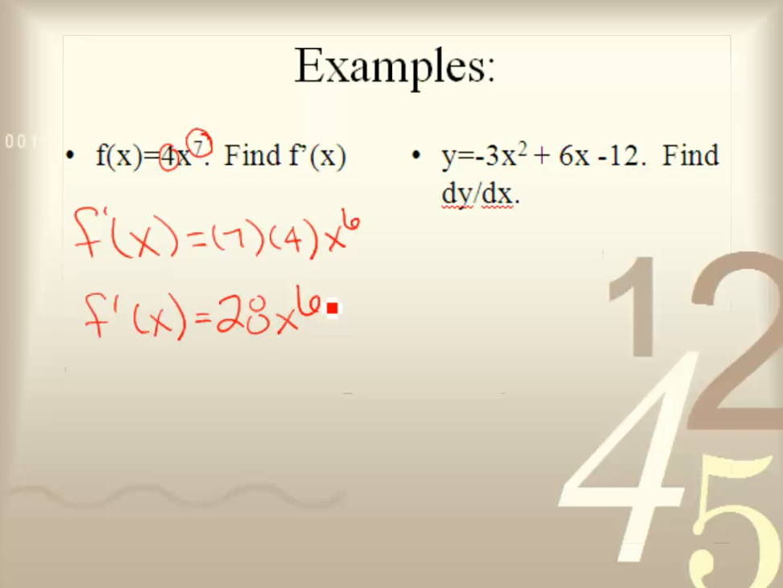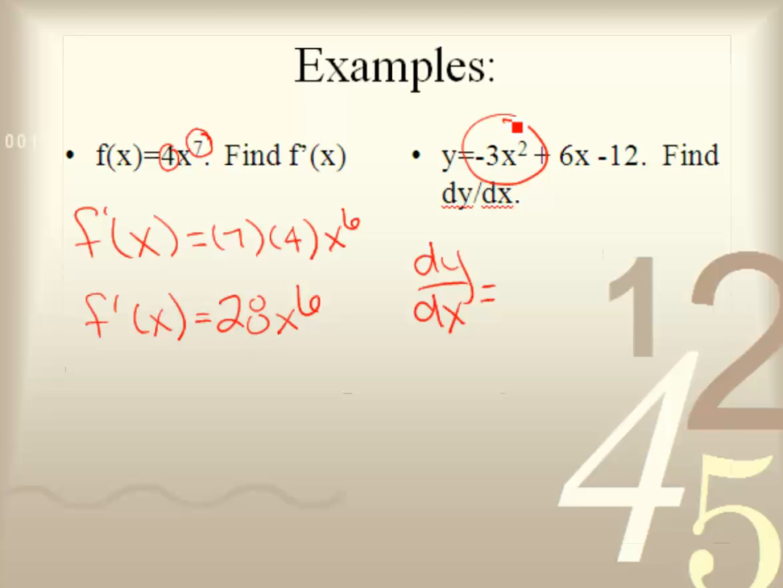Looking at example 2, y equals negative 3x squared plus 6x minus 12. We want to find dy dx. You'll notice your book uses a lot of different terminology for derivative. We can even call it f prime of x. We can call it dy dx. You'll see both of those options. It really doesn't matter. It's asking you to find the derivative. Once again, we're going to use the power rule, and we're just going to do this one term at a time.